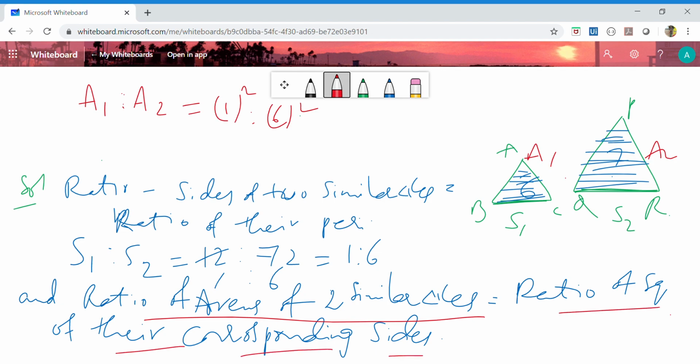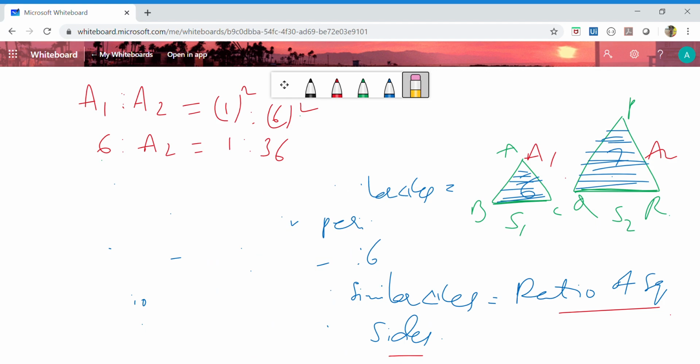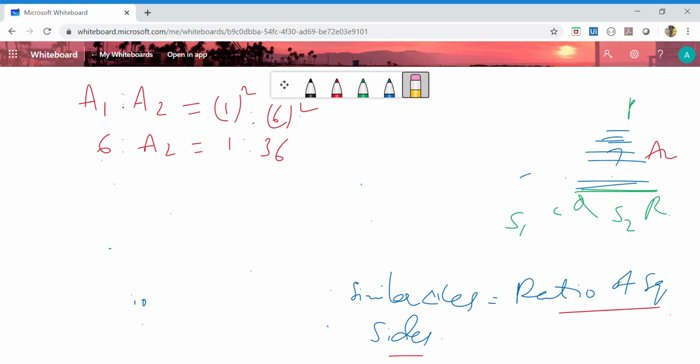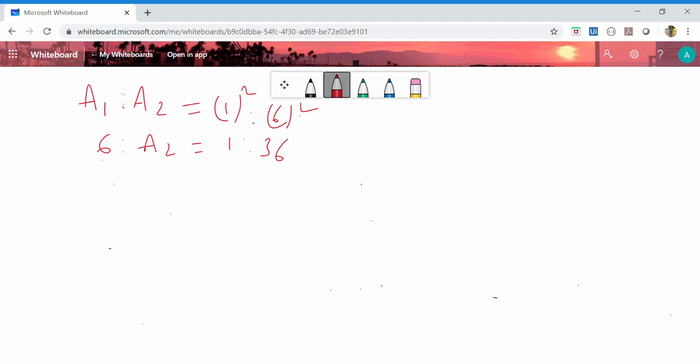So A1 is given as 6. 6 is to A2 is equal to 1 is to 36. Therefore, if two ratios are equal, product of means is equal to product of extremes. So A2 is equal to 36 into 6, which is 216 centimeter square. So area of the bigger triangle is 216 centimeter square.